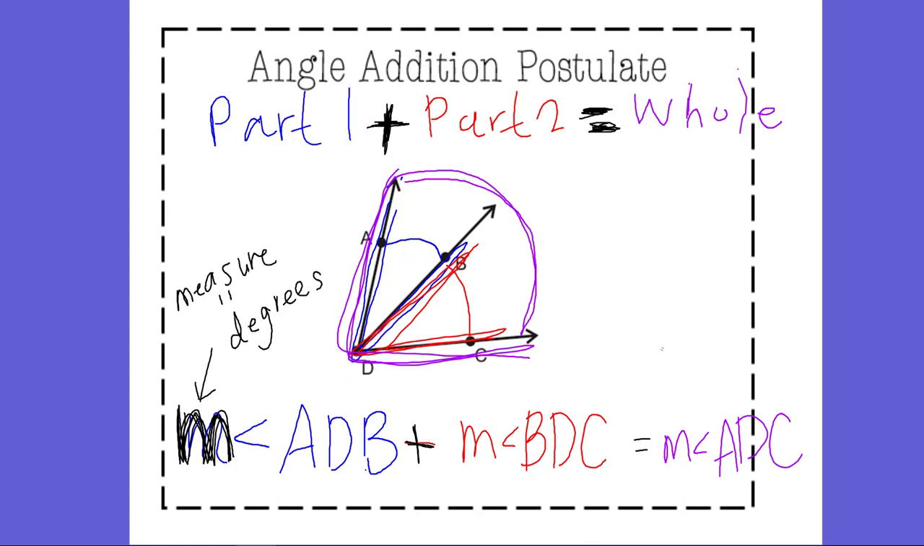So for example, if I told you the measure of this angle is 20 degrees, and then the measure of this angle was 30 degrees, how would you find the measure of the whole enchilada, ADC? You'd add them together to get the measure of that whole big angle to be 50 degrees. So just part plus part equals whole. It's just going to get turned up a notch.